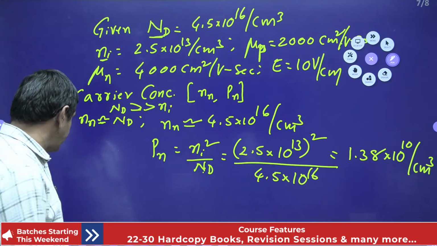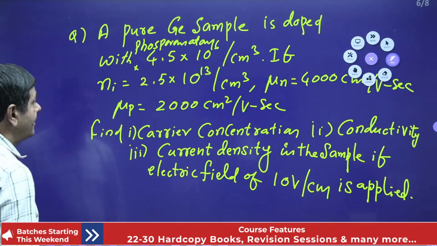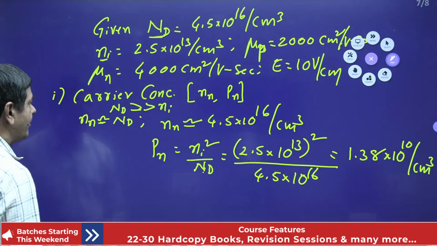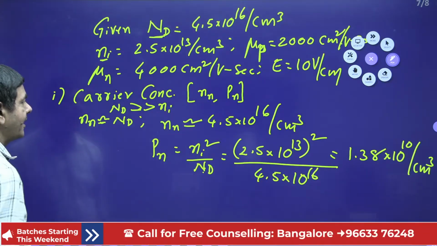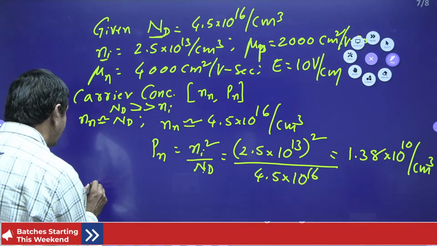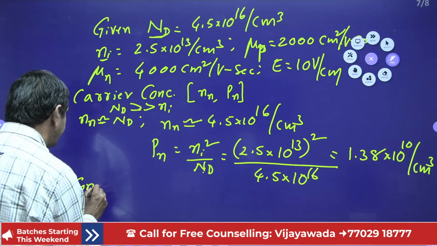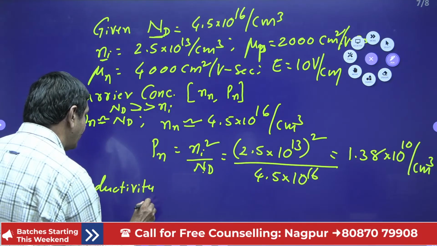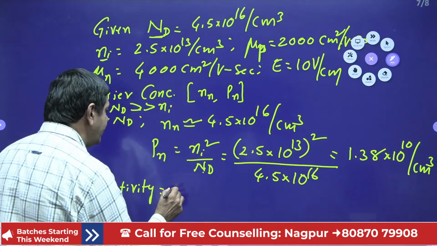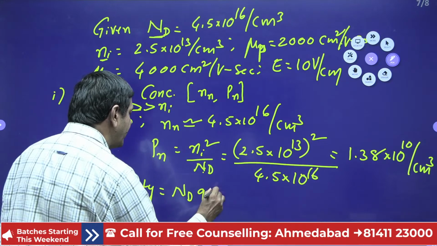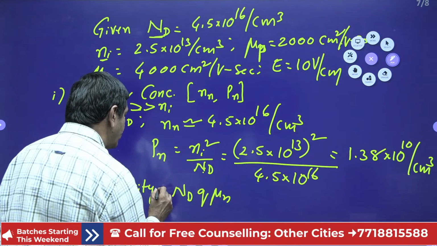And what is the next question asking in the problem? It is asking for the conductivity also. When ND is far greater than NI, the conductivity is equal to what I gave already: ND into Q into mu N. This is approximately equal to this value only.